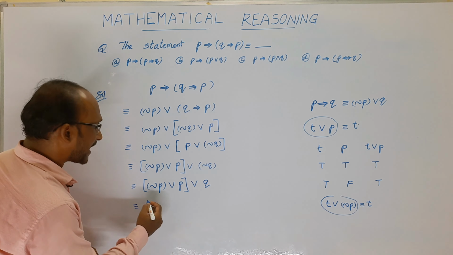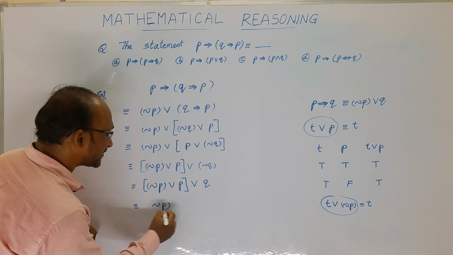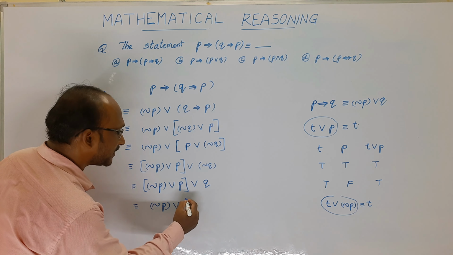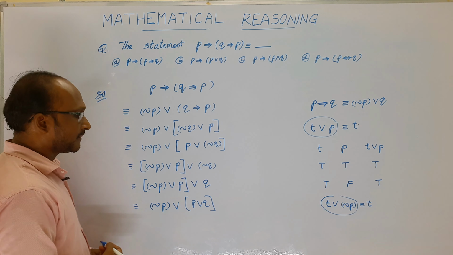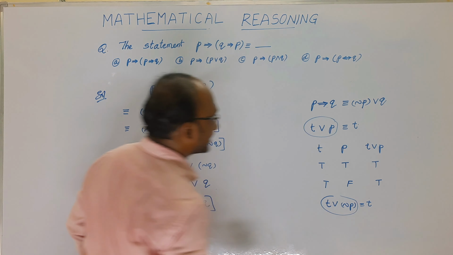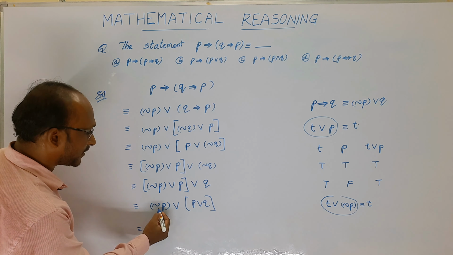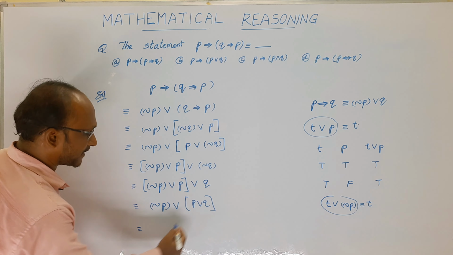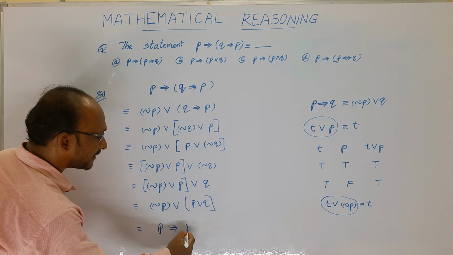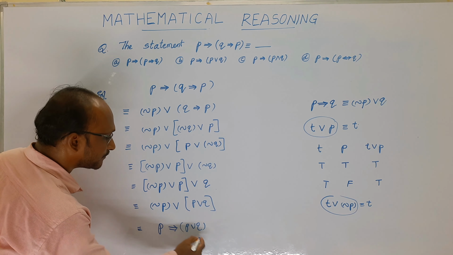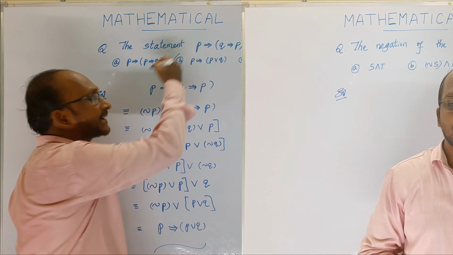Now, by using associative, I am rewriting this statement as negation P or Q. Now, with the help of this result, again let us write in the reverse form. So, negation P or second statement can be written as P implies P or Q. P implies P or Q is the second option.